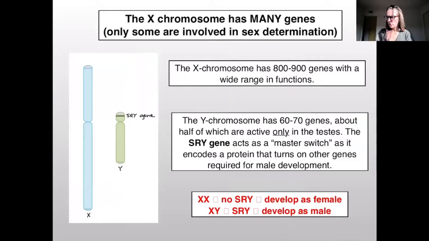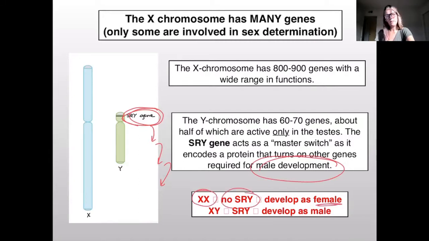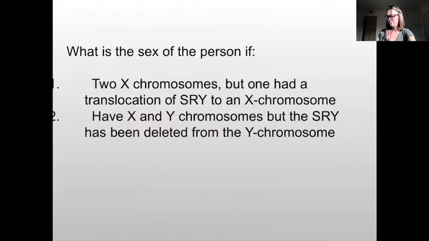And one important gene is called the SRY gene. This is a master switch. It encodes a protein that will turn on another protein, which will turn on another protein, which will turn on another protein, all involved in male development. So females that are XX have no SRY and therefore become female. Males have a Y chromosome, therefore they have the SRY gene and they become male.